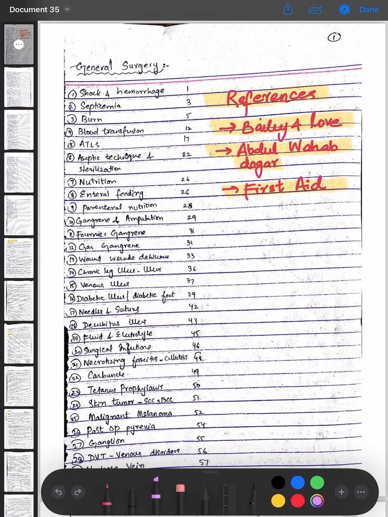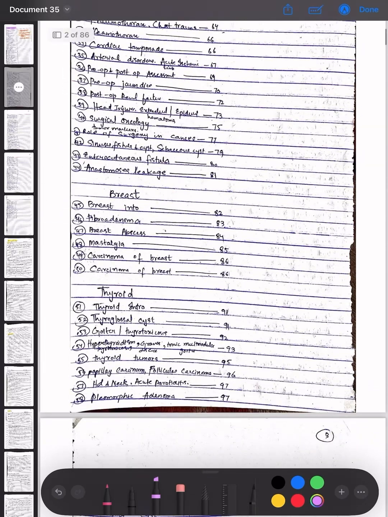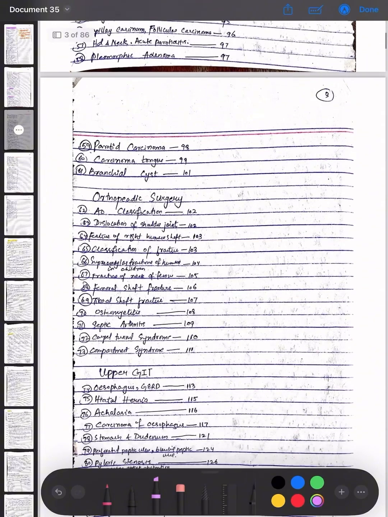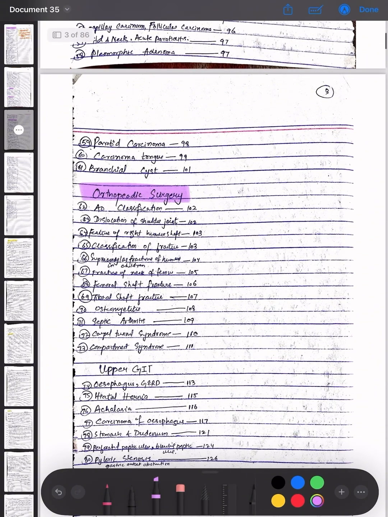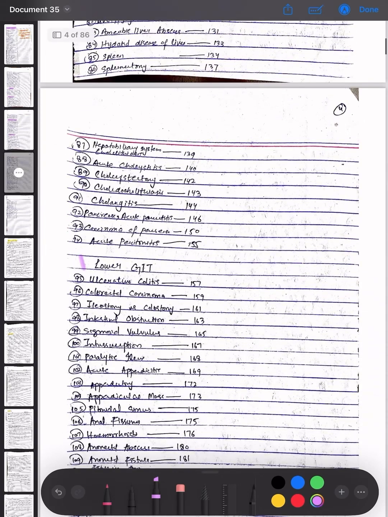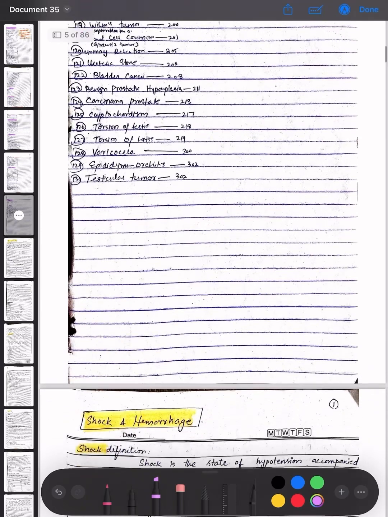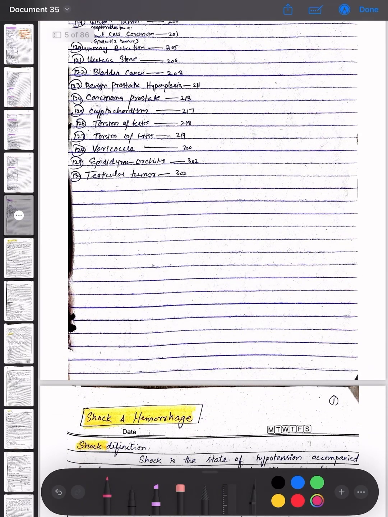General surgery. Then we are having breast. Then we are having thyroid. Then we are having orthopedic surgery. Then we are having upper GIT. Then we are having lower GIT. Then urology. We will cover all these topics as soon as possible. And first of all, we will start from general surgery portion.